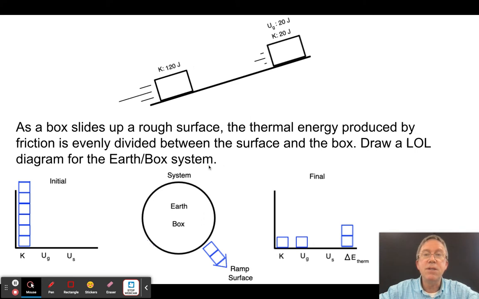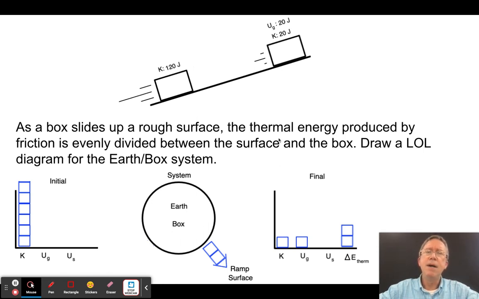Draw an LOL diagram for this object. Now we've got to look. I start off with 120 joules worth of kinetic energy and no gravitational potential. So I think I'm using 20s, right? 2, 4, 6, 8, it's 80, 100, 120. So each of these boxes represents 20 joules of energy.